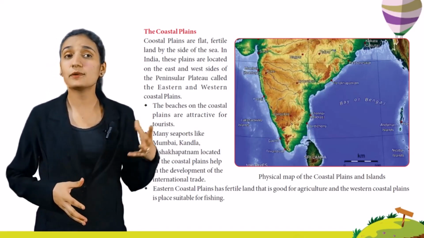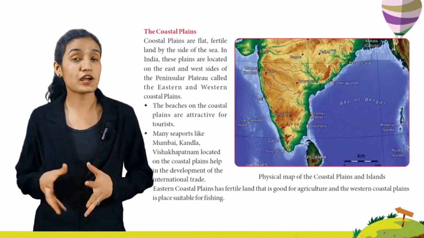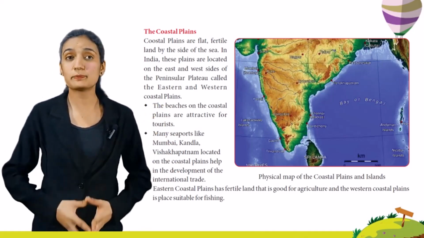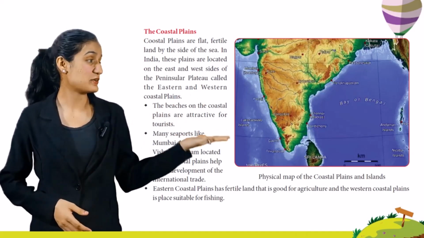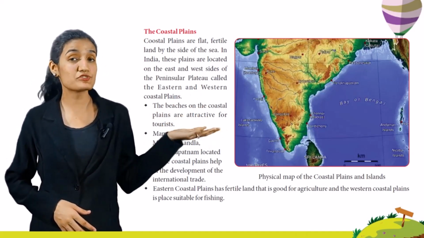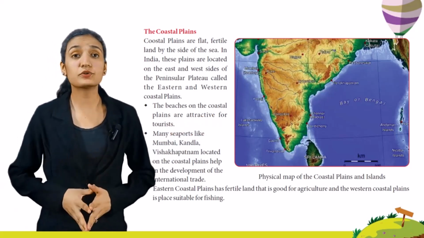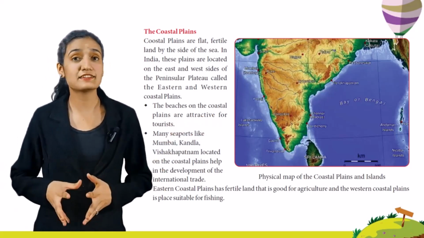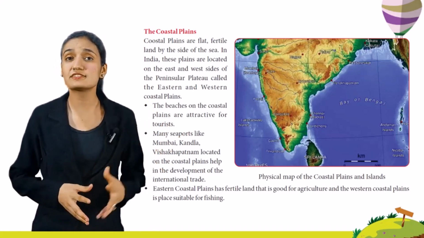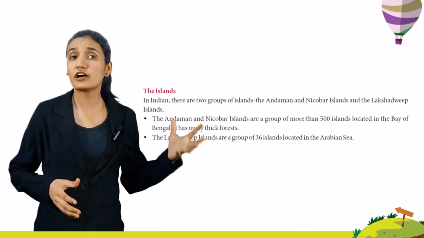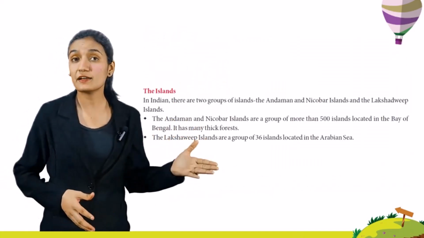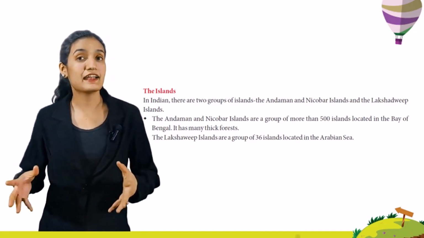Many seaports like Mumbai, Kandla, Visakhapatnam located on the coastal plains help in the development of international trade. Here you can see the physical map of the coastal plains and islands. Eastern coastal plains are fertile land that is good for agriculture, and the western coastal plains are suitable for fishing.